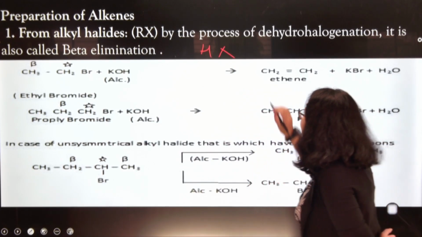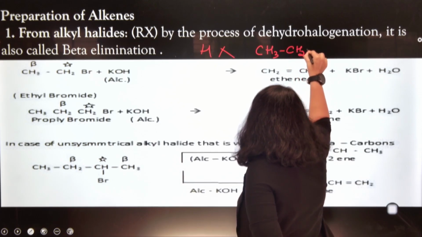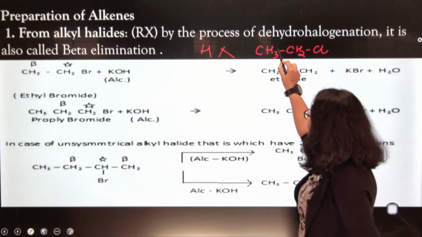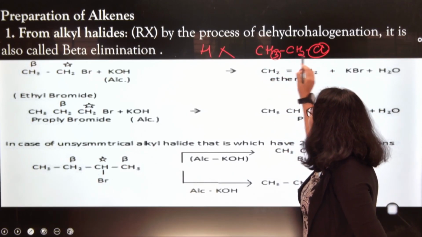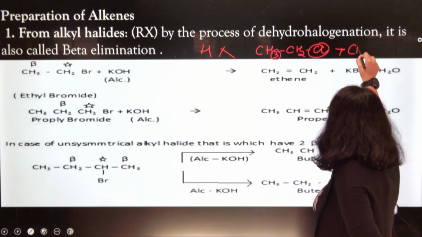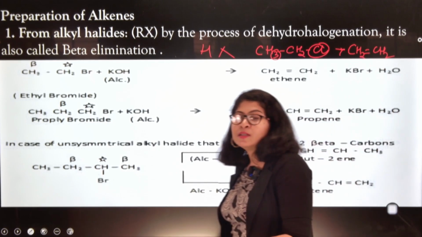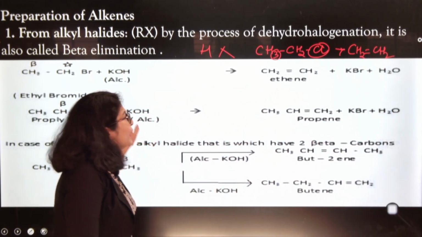See, let's say for example the structure is CH3, CH2, Cl. Now, if I am removing one hydrogen from this carbon and the halogen from this carbon, then there will be a development of a double bond between these two carbons, which will ultimately result in the formation of an alkene, right? And this is called beta elimination.